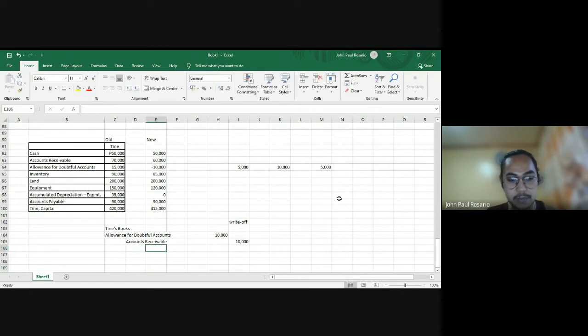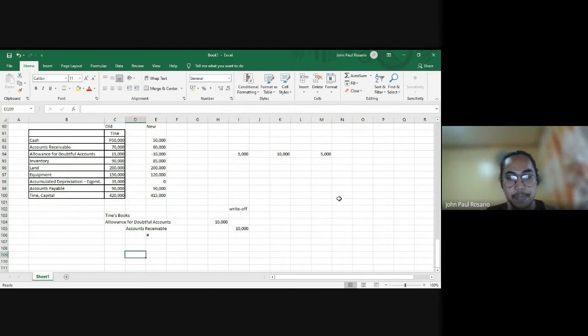So, let's just put here some hashtag for the explanation. You have to increase your allowance for doubtful accounts. So the normal balance of your allowance for doubtful accounts is credit. So to increase it, you have to credit the allowance for doubtful accounts. Okay? So amounting to 5,000.